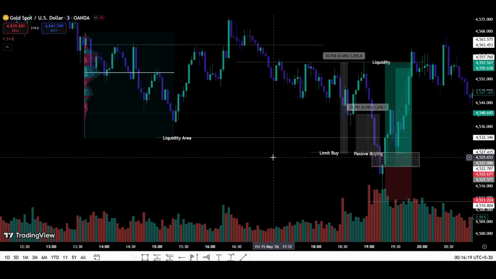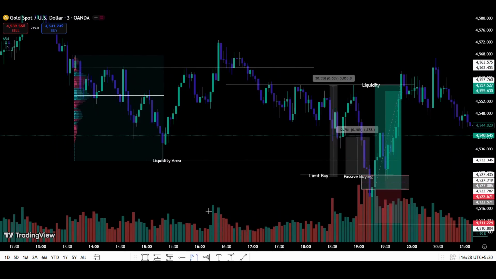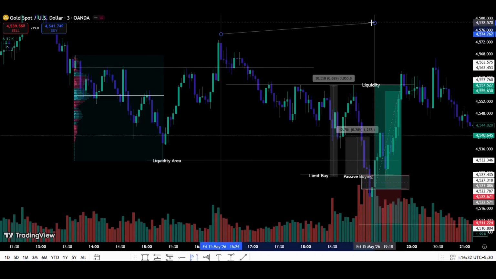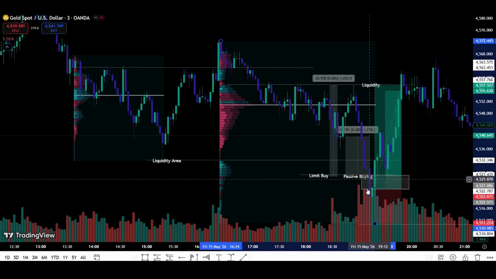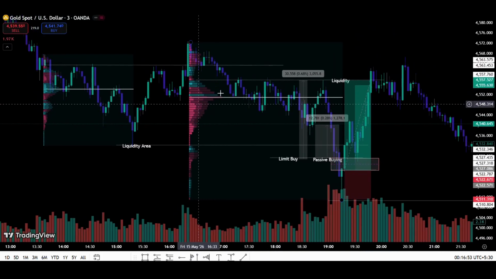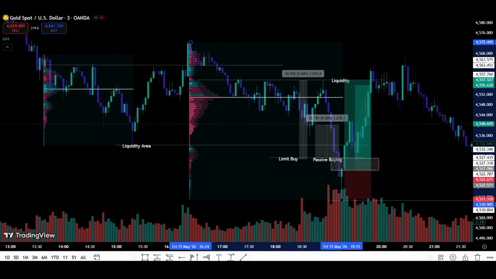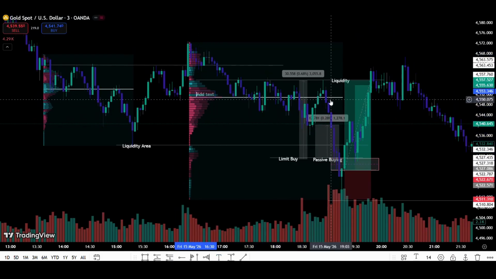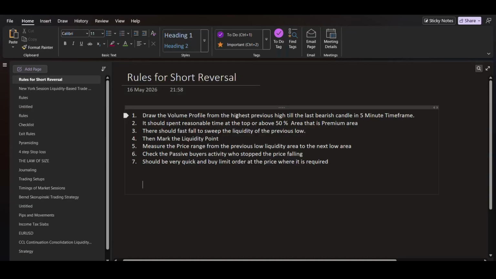I can say how we can take the entry, that also I'm going to show with the volume profile, up to this point. This is the area, the high volume node. First, draw the volume profile from the highest of the previous high till the last bearish candle in the 5-minute time frame. It should spend a reasonable time above the 50% area at the premium. That is the premium area.